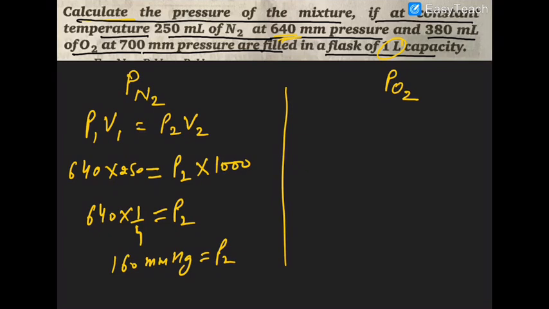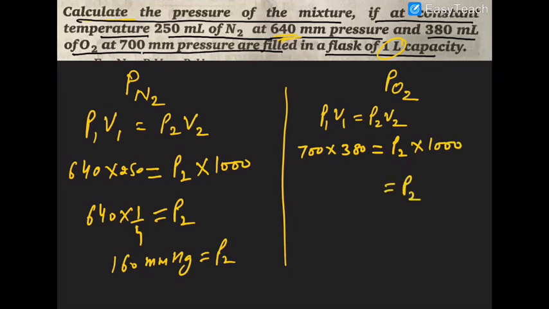So what is the pressure of oxygen? It is P1 V1 equal to P2 V2. So what is pressure 1 here? 700 mmHg. What is V1? 380 ml. P2 we do not know, but V2 we know, that is 1000 ml. So what is the P2 of oxygen there? Answer would be 7 into 38, and the answer comes out to be 266 mmHg.